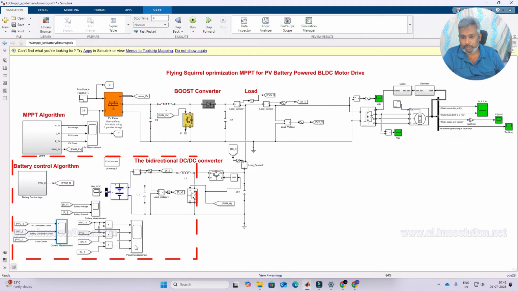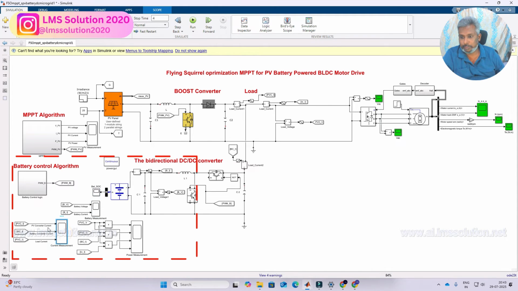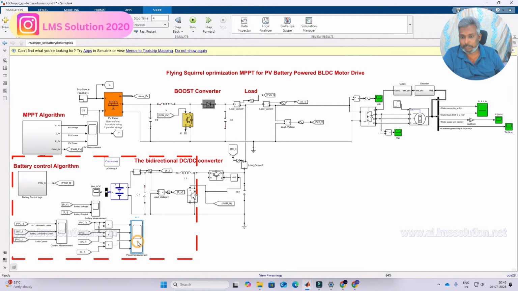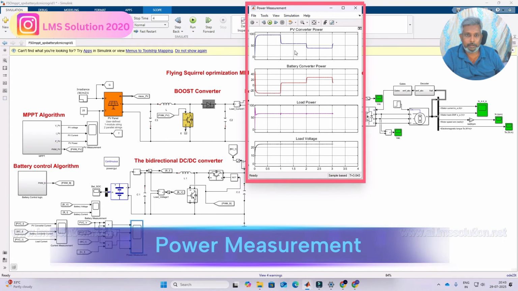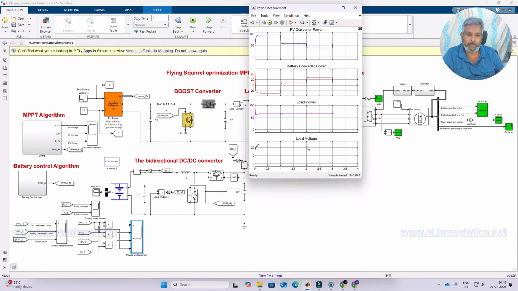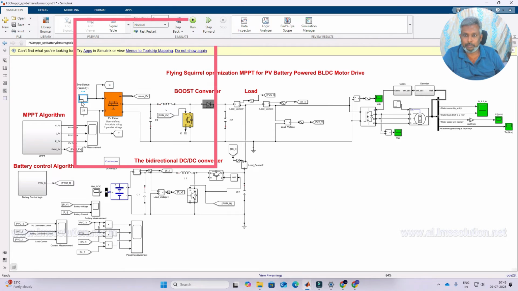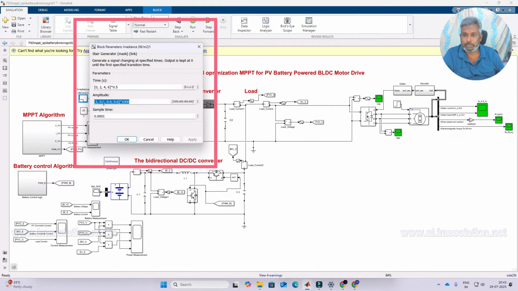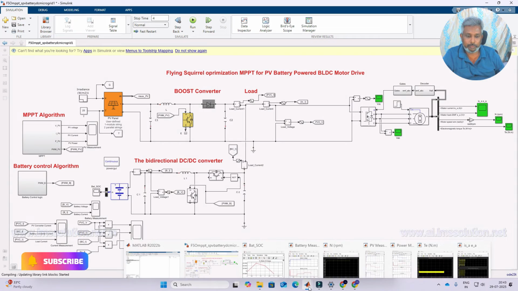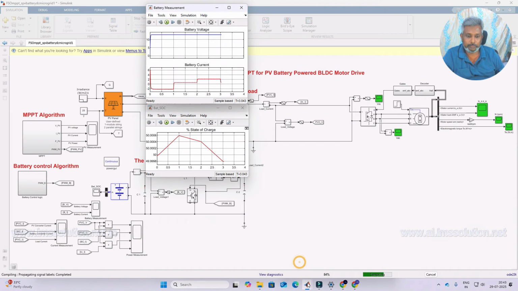Here you can measure the PV voltage, current and power. At this point you can measure the battery voltage and current, and here you can measure the battery SOC. Here you can measure the PV converter current, battery converter current, and load current, and here you can measure the power: converter power, battery converter power, load power, and the load voltage. Here I am going to change the irradiation from 1000 to 600, 400, and then again 600, every 1 second. Just I am going to simulate the model, and then I am going to open the graphs.